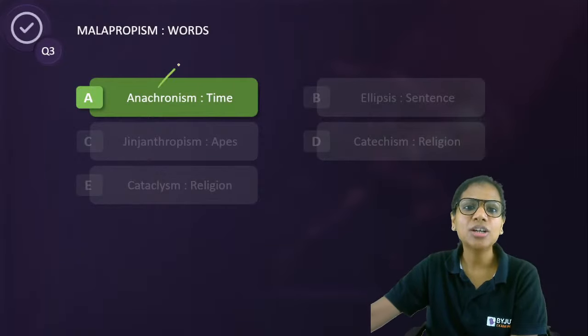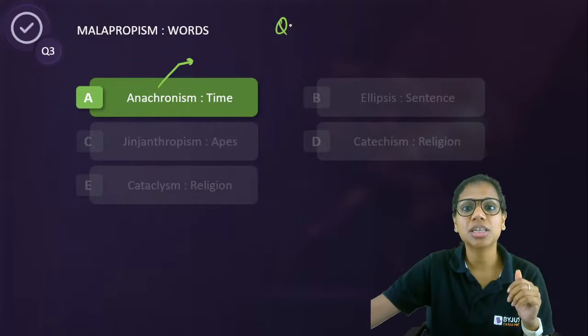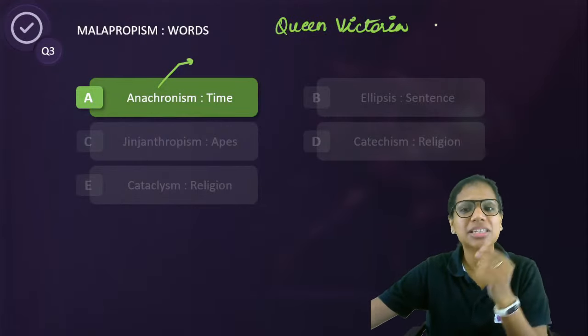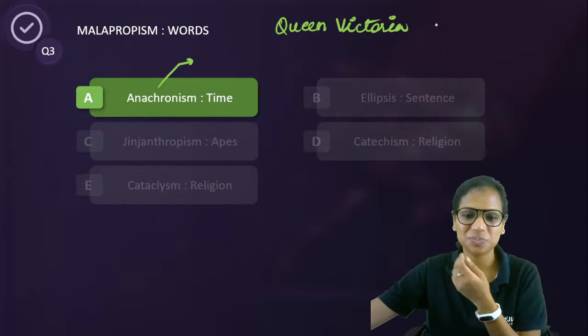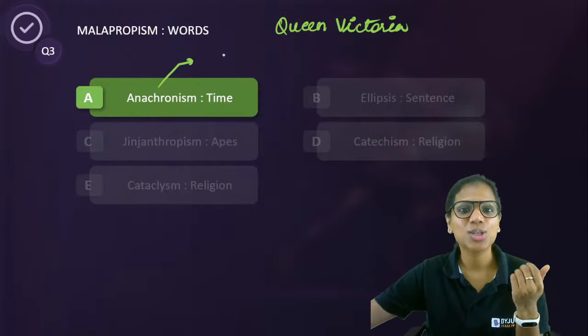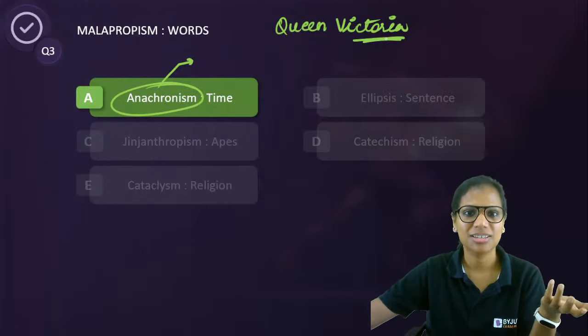Okay, so anachronism means attributing something to a period to which it does not belong. For instance, if I say Queen Victoria was passing by that particular place, that lane, this is an anachronism because Queen Victoria does not belong to the present times, right?